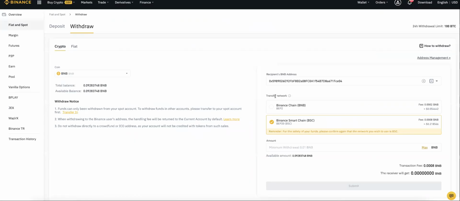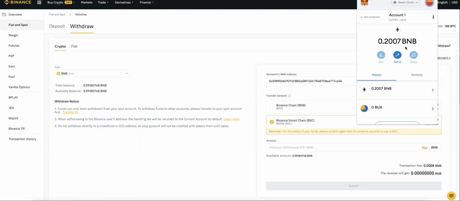Right, perfect. So you put the address here. You are going to pick Binance Smart Chain, not the regular Smart Chain. Put in the amount you want, and then you submit and confirm, and this money should then come into your Binance Smart Chain wallet, just where I have 0.02 BNB on here. Okay.